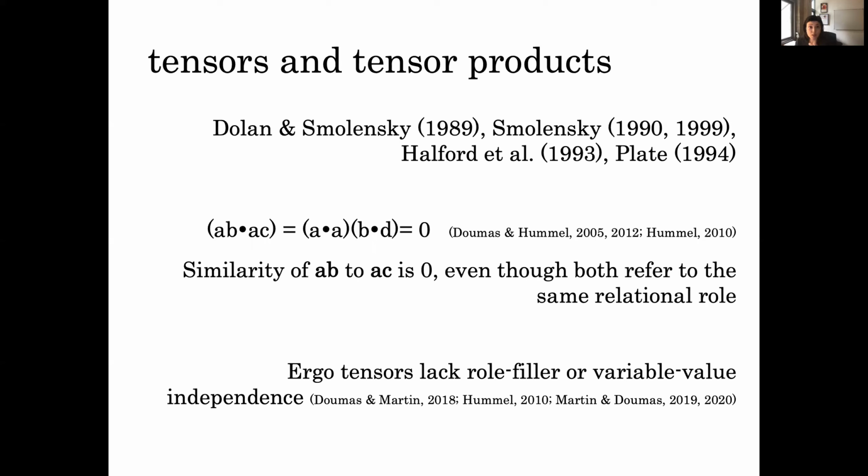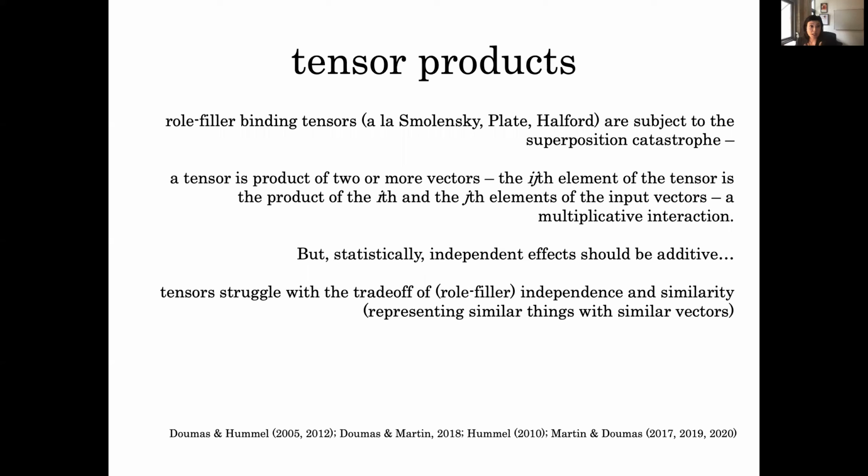Okay, so this means then that there's no longer independence between a role and a filler. And that's because of the multiplicative operator, the fact that we're using products. So that means that role filler binding tensors, a la Smolensky, Plate, and Halford in seminal important work, end up being subject to the superposition catastrophe. So that is a tensor product of 2 or more vectors. The ith, jth element of the tensor is the product of the ith and jth elements of the input vectors, right? And it's a multiplicative interaction.